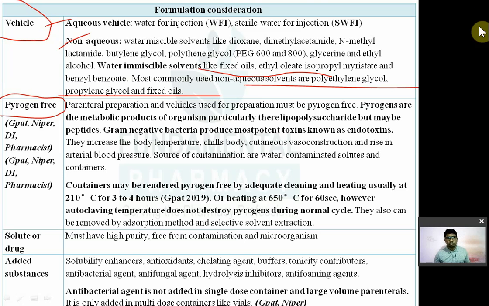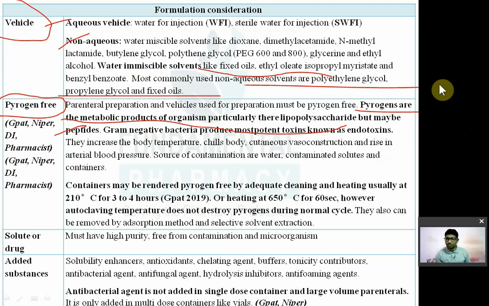Now what are the pyrogens? Pyrogens are nothing but the metabolic product of your bacteria. Particularly, they are lipopolysaccharide. Okay, remember, they are lipopolysaccharide, and sometimes they may be proteins or peptides. So pyrogens are the metabolic product of your bacteria, and chemically they are lipopolysaccharides.